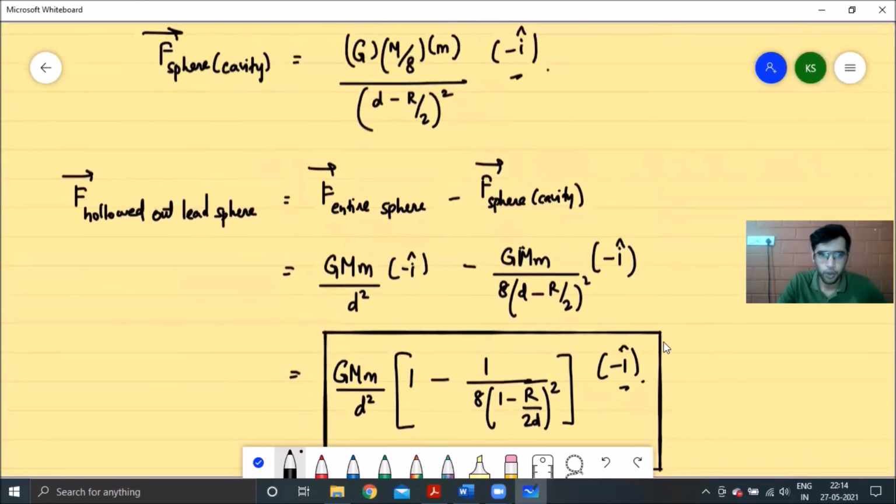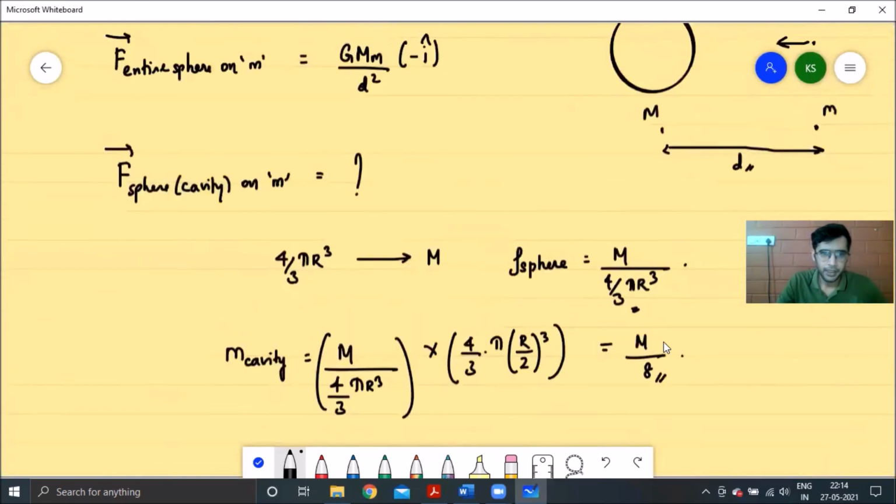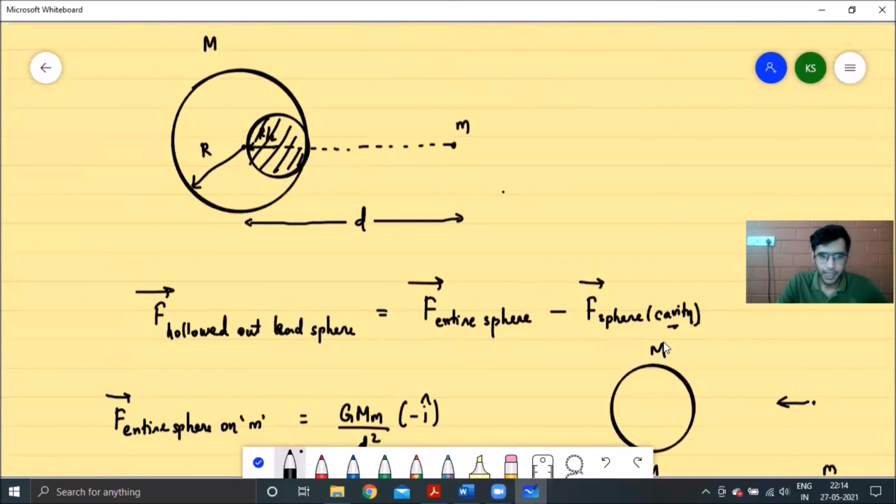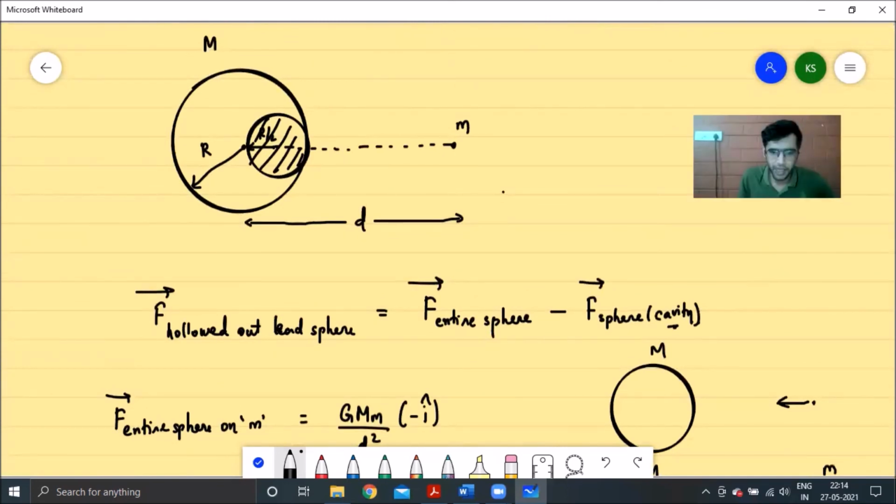So once again, we had to find out what was the force exerted by the hollowed out lead sphere on this particle. And once the logic is clear, all we had to do was just substitute all the values in this logic. The logic was that we first find out the force exerted by the entire sphere, and then remove the contribution which the sphere occupying the volume of the cavity had in the entire force. So mathematically, the force exerted by the hollowed out lead sphere is nothing but the force exerted by the entire sphere minus the force exerted by the sphere occupying the volume of the cavity.